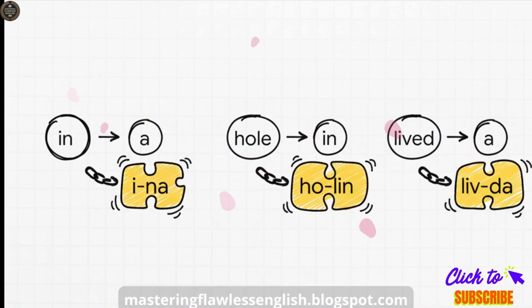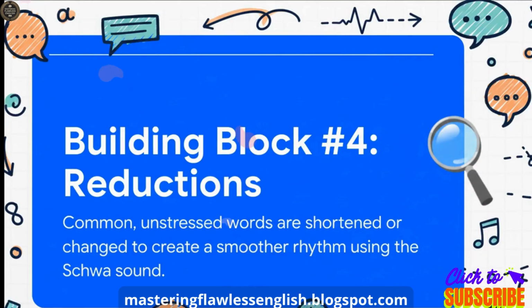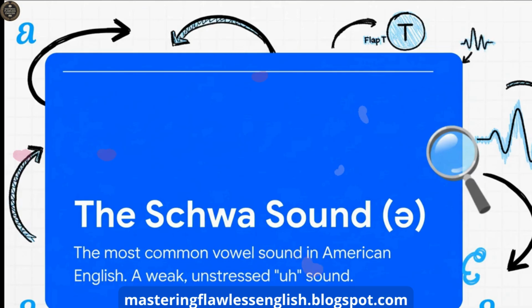And that brings us to our final building block, reductions. This is basically where American English takes shortcuts. Common, unimportant words, the unstressed ones, get shrunk down to save time and make the rhythm even smoother. You hear this constantly when "want to" becomes "wanna." And the king of all reductions is the schwa sound. Seriously, it's the laziest sound in the English language, just a soft, neutral "uh." In any syllable that isn't stressed, other vowel sounds just kind of collapse into this one. It is everywhere, and it is fundamental to the rhythm of the language.